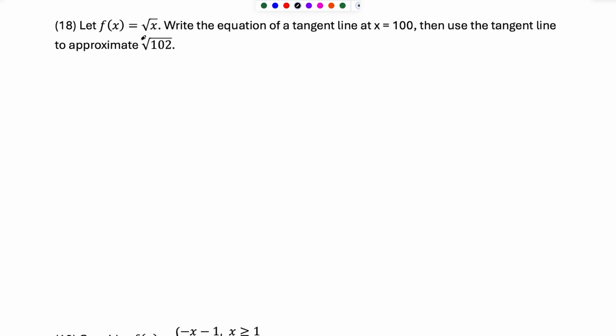Question 18, we have f of x equals square root x, and we're going to write the equation of the tangent line at x equals 100, then use the tangent line to approximate square root of 102.